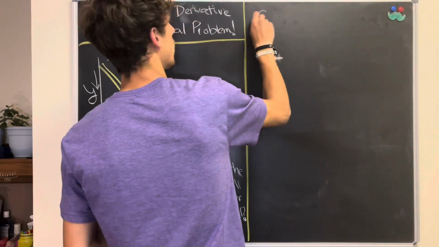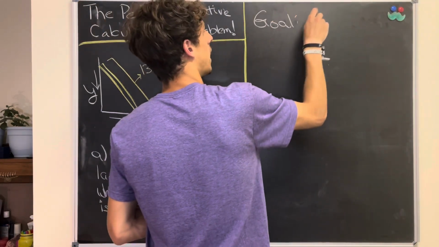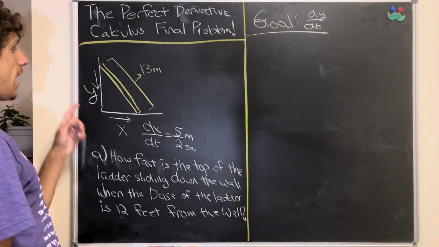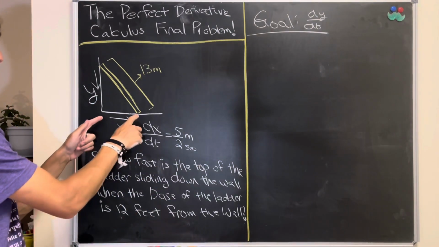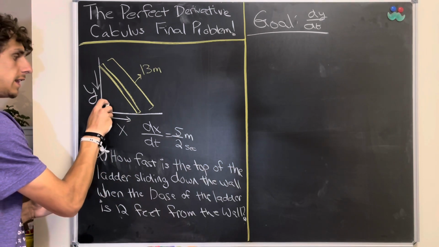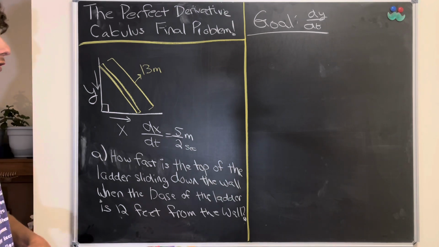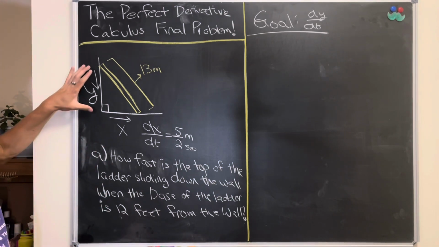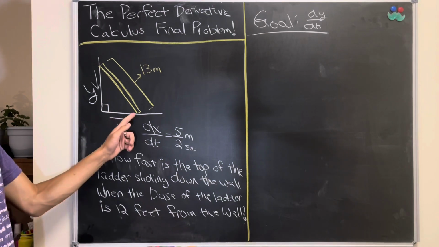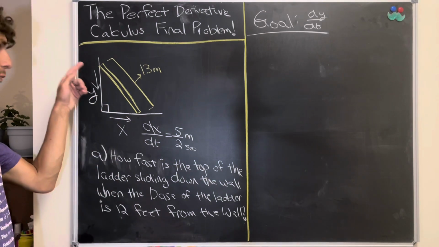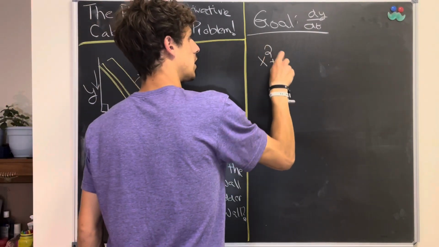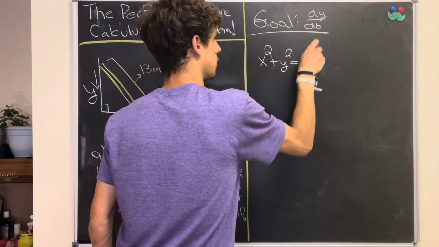So our goal is to find dy over dt. How might we do that? Well, first let's look at how x and y relate. The ground, the wall, and the ladder clearly form a right triangle, with the wall and the ground forming this right angle here, which means that the distance from the ground to the top of the ladder and the distance from the wall to the end of the ladder here, as well as the length of the ladder itself, satisfy the Pythagorean theorem. So x squared plus y squared is equal to 13 squared.